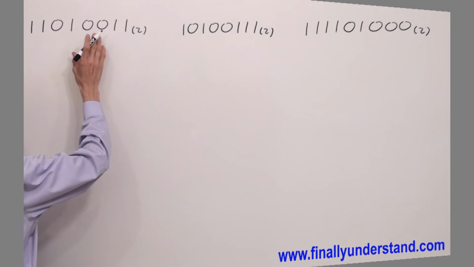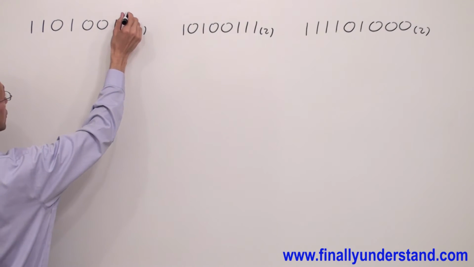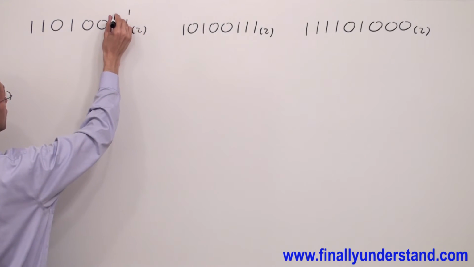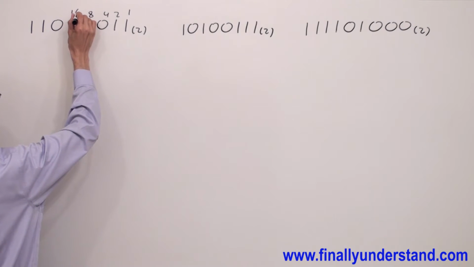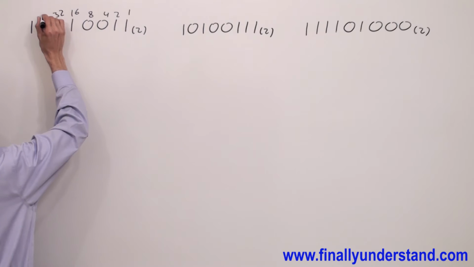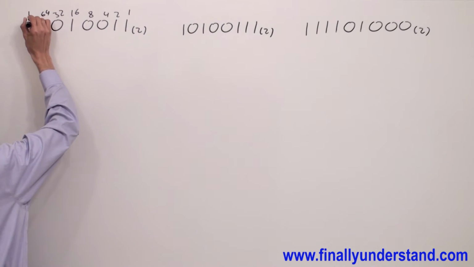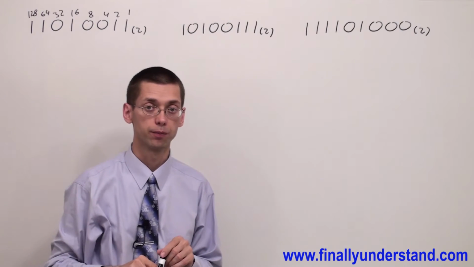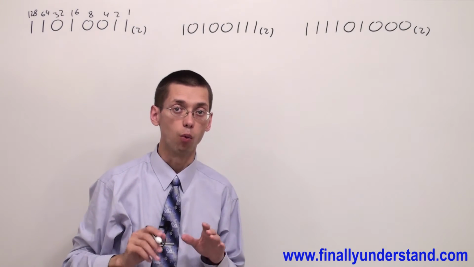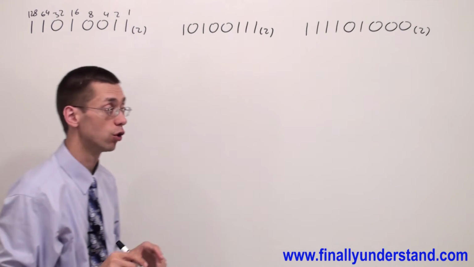Let's take a look at these examples. We have to convert them again. We have to write weights first above every single bit. So I have 1, double of 1 is 2, 4, 8, 16, 32, 64, 128. In order to find the decimal value, we're supposed to add the weights which are above ones only.